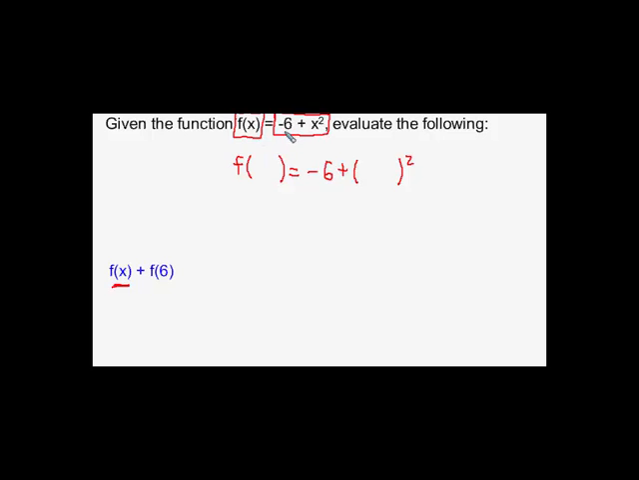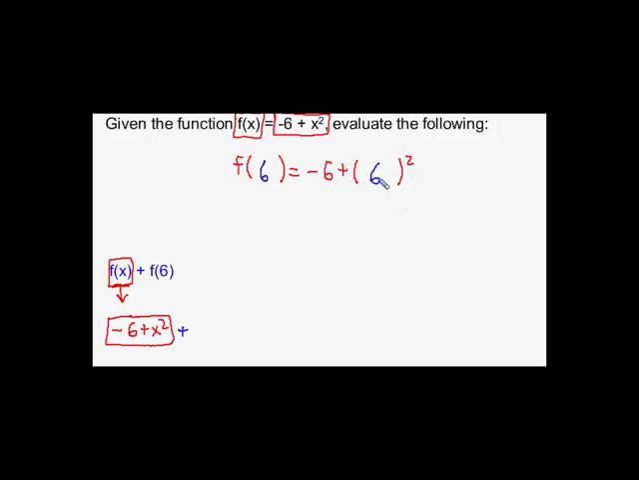Since f of x is equal to negative 6 plus x squared, that means I can take the notation f of x and replace it with the notation negative 6 plus x squared. Then I need to add to it whatever f of 6 comes out to be. Think of f of 6 as being a whole new problem. We were given the function f of x. Obviously x needs to be replaced with 6. So to do that, I will replace x with 6 here, which means I need to replace the x here with 6. Since the question does not ask me to simplify, technically I could leave my answer like this.